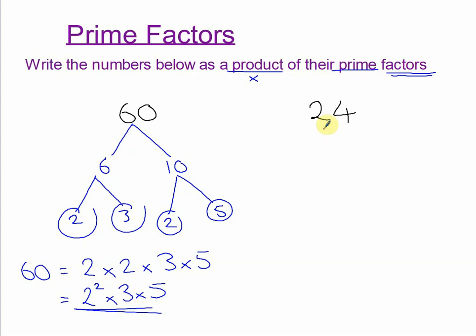Let's do the same with 24. I'm going to go 8 times 3. It's the first one I thought of. You might have done 12 2s, 6 4s. You can keep going. It doesn't matter. You'll get exactly the same answer at the end.